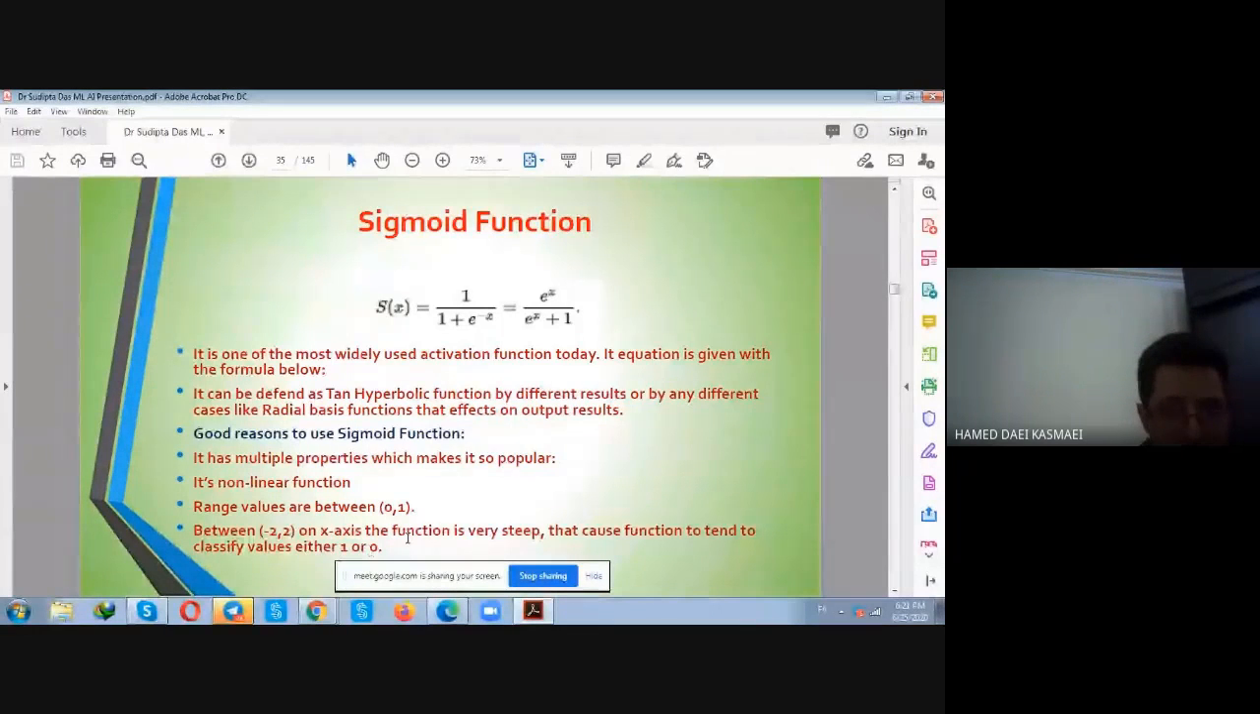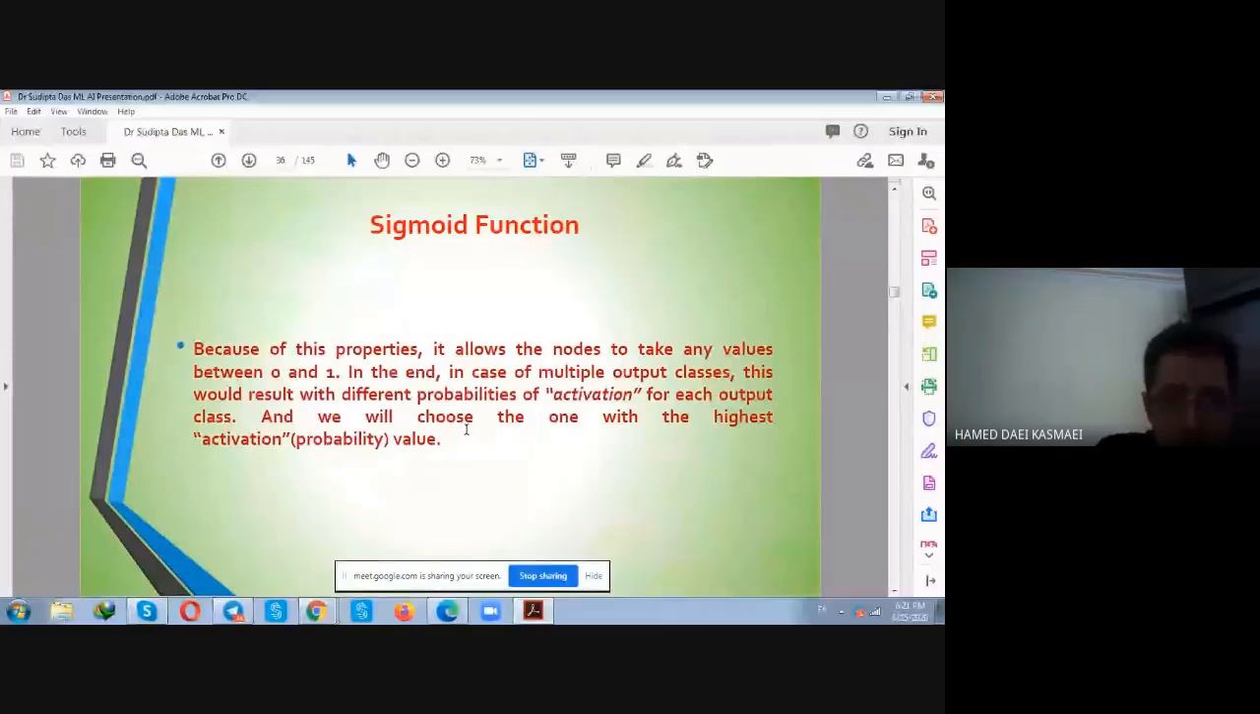Those are very important things that you can consider about the sigmoid function. If you change the value outside of this open interval, you will see you don't get good values. It's because of the asymptotic behavior of the sigmoid function. There are more details in applied and pure mathematics. Because of these properties, it allows the node to take any values between 0 and 1.